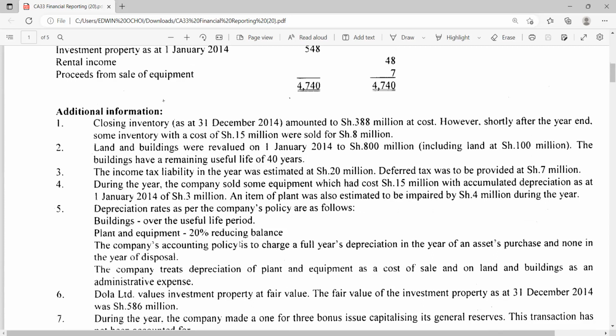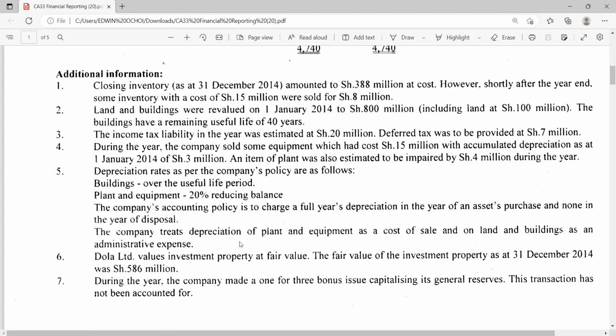Number 5, depreciation rates as per the company's policy are as follows. Building over the useful life period, plant and equipment, 20% reducing balance. The company's policy is to charge a full year depreciation in the year of an asset's purchase and none in the year of disposal. The company treats depreciation of the plant and equipment as a cost of sale and on land and buildings as an administrative expense.